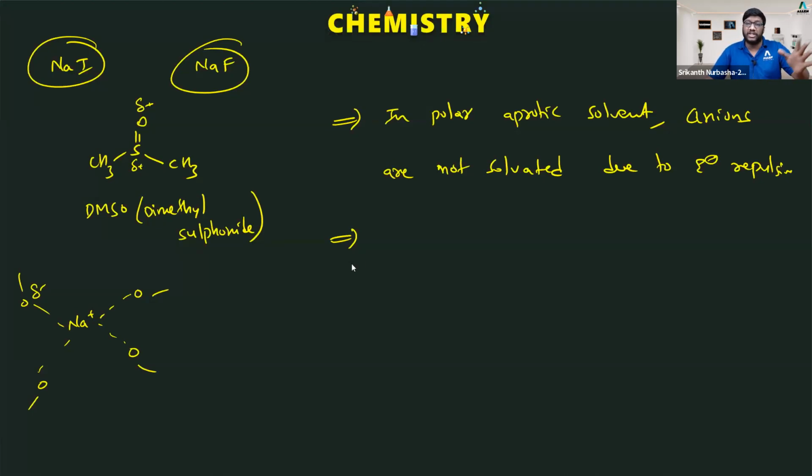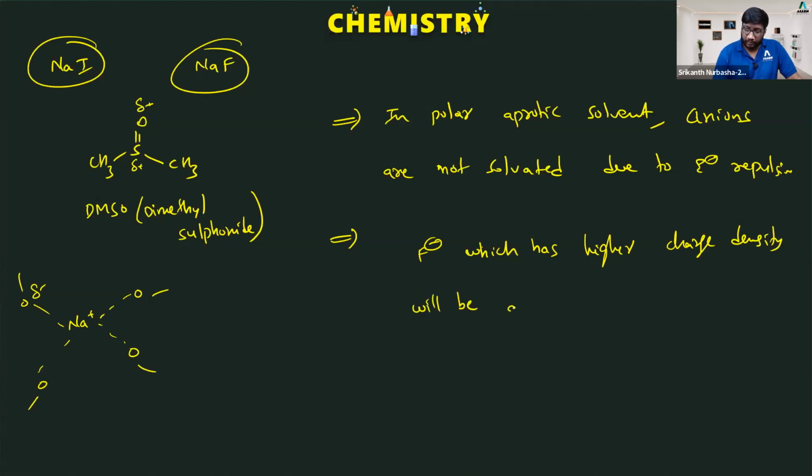F minus, Cl minus, Br minus, I minus, if you compare, which has the greater charge density? F minus. So which is a better nucleophile? F minus, because there is no surrounding by solvent molecules. F minus, which has higher charge density, will be a better nucleophile. So the order of nucleophilicity will be F minus greater than Cl minus greater than Br minus greater than I minus.